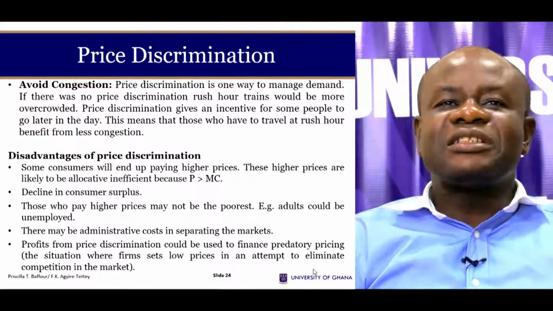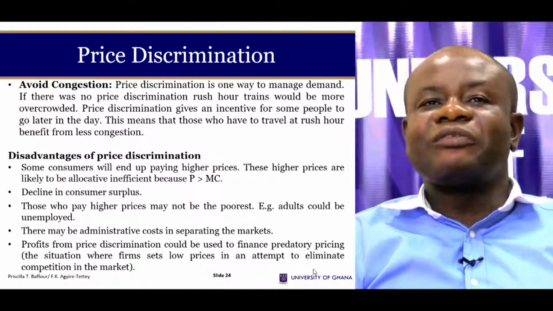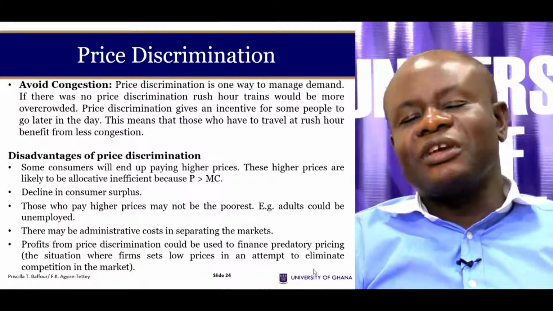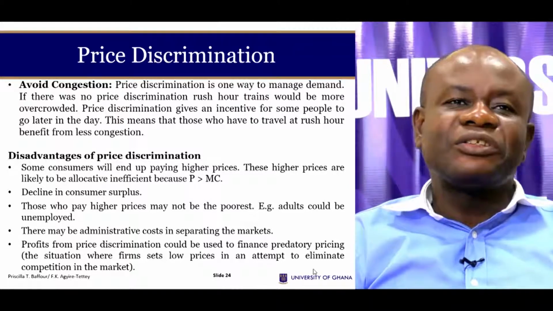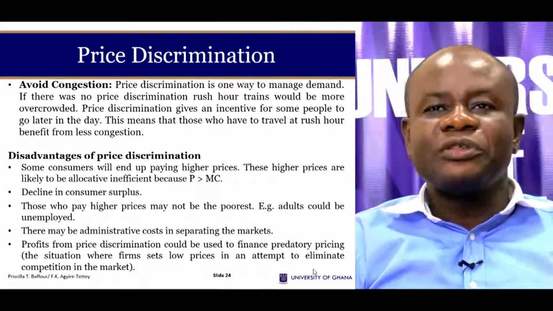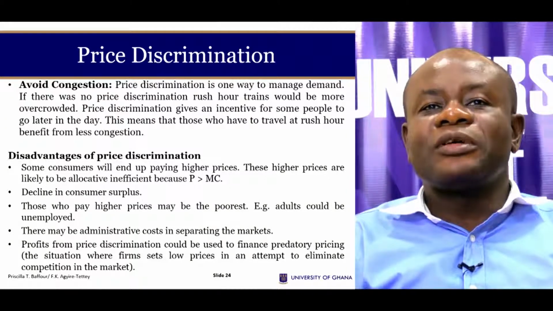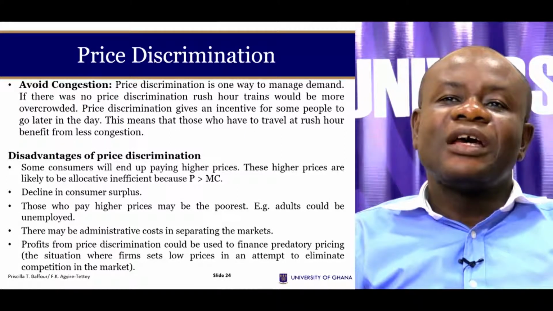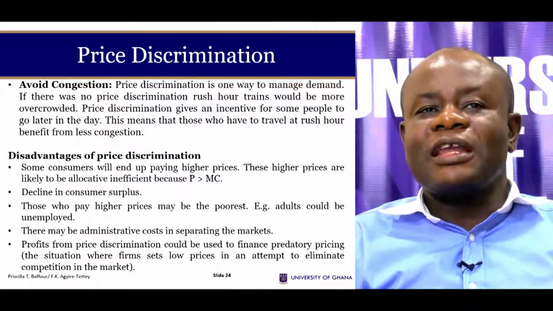There are some disadvantages that arise out of price discrimination. For example, as a result of price discrimination, the price is greater than marginal cost, and that leads to allocative inefficiency. Also, there is the decline in consumer surplus. That will mean that the welfare of the consumer reduces. Those who pay a higher price for the commodity may be the poorest. For example, in the case of discrimination on the basis of age, adults who may be unemployed may end up paying a higher price.